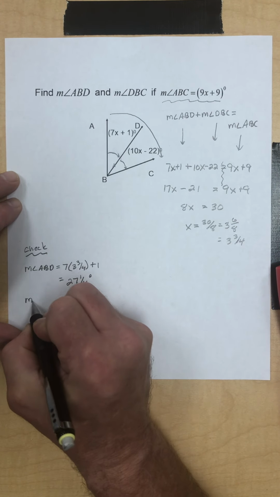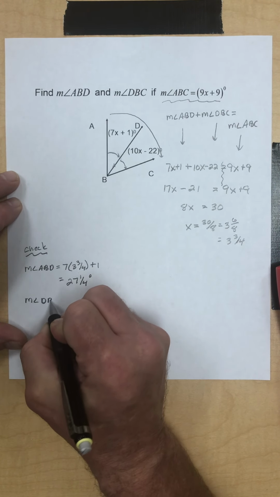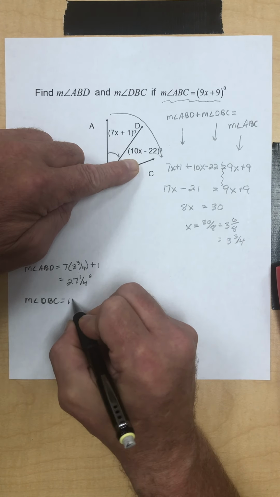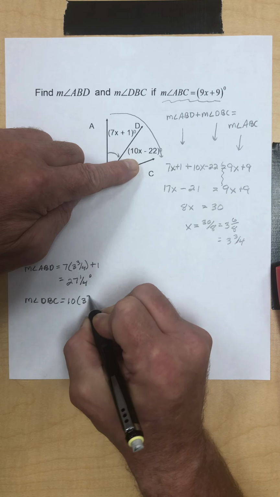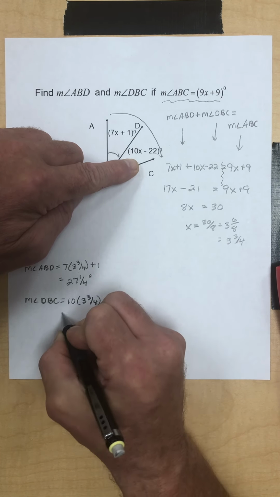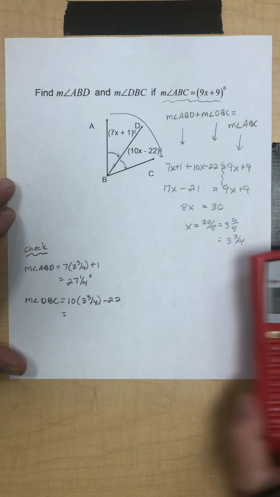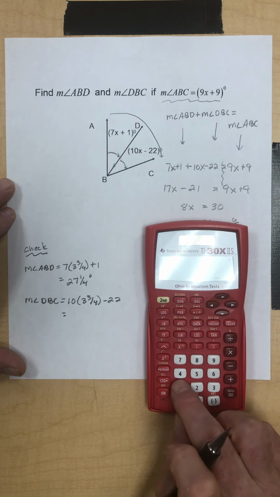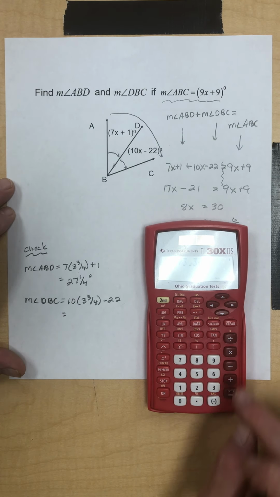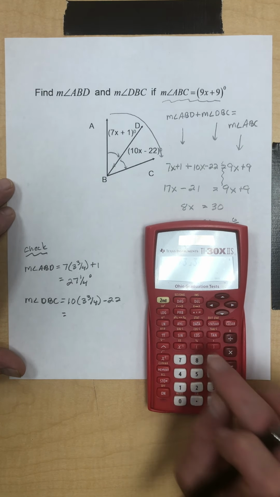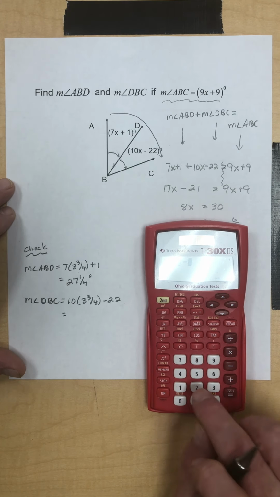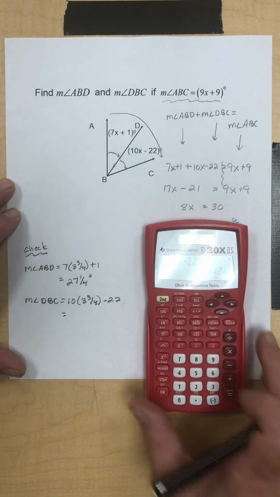Okay, so let's work on angle DBC. The measure of angle DBC is 10x minus 22, so I'd have to go 10 times 3 3/4 minus 22. Again, that's where the calculator becomes helpful. So 10 times 3 3/4, minus 22. So I get 15.5 degrees.